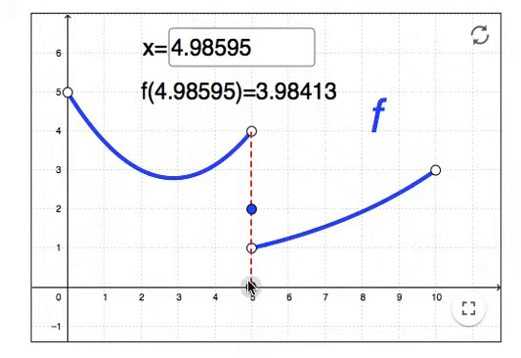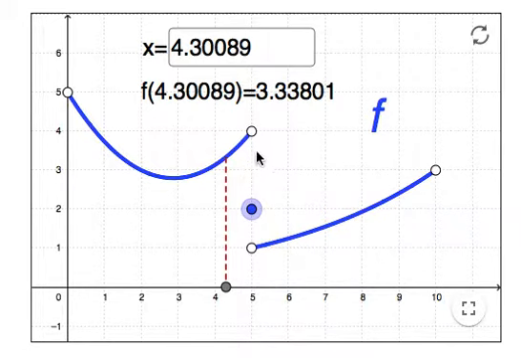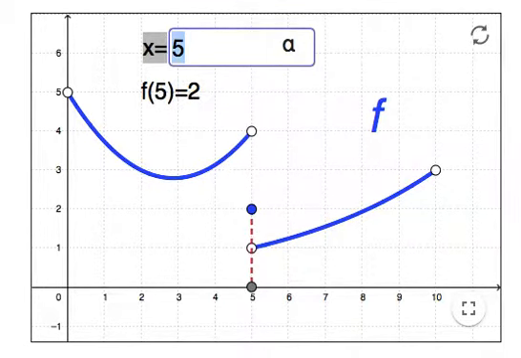Now again, the limit doesn't really care what's actually happening. The actual value is 2. So when x is equal to 5, the y value is equal to 2. If I put in 5 here, the y value is actually 2, so it gives me a value of 2. However, the limit from the left-hand side is going to be 4, and the limit from the right-hand side is going to be 1.